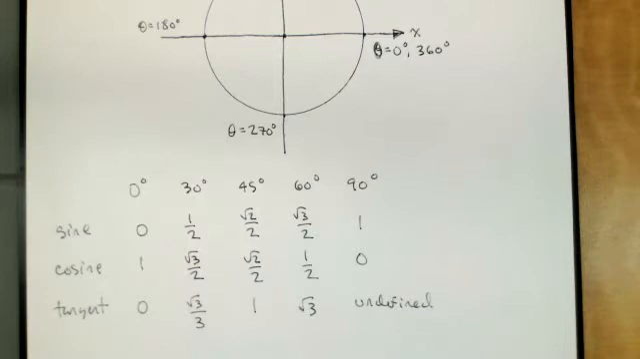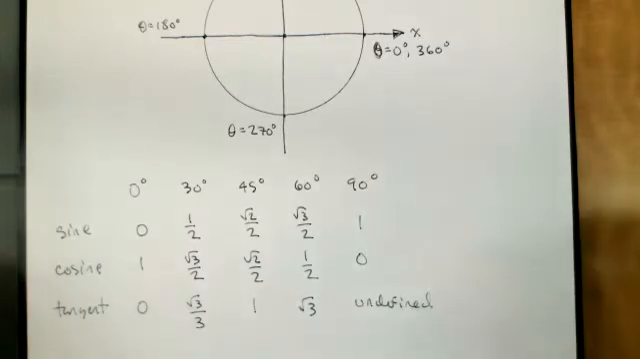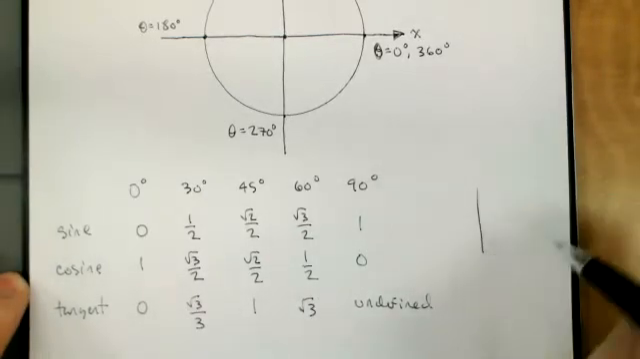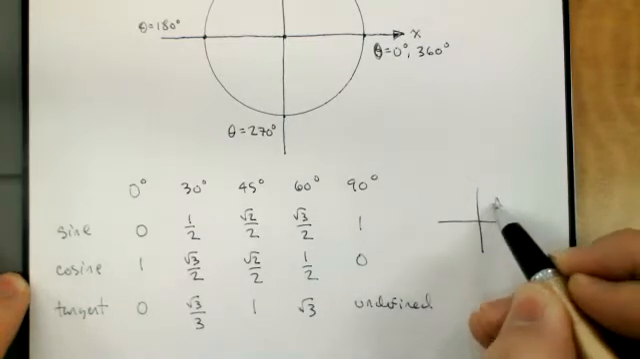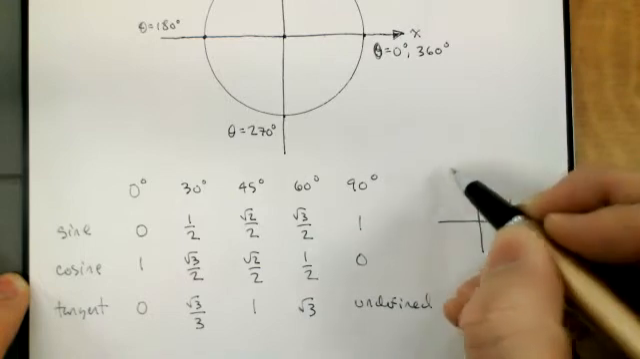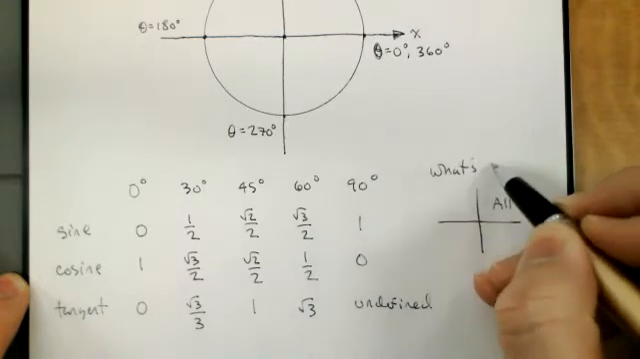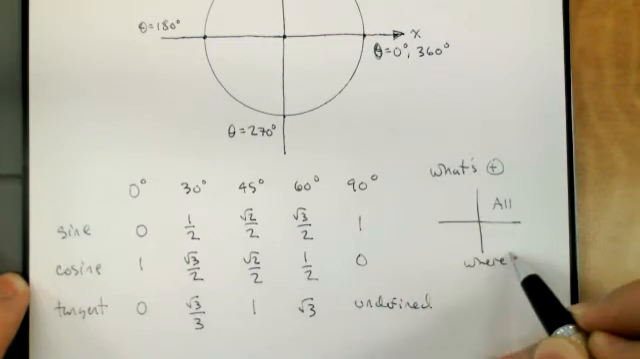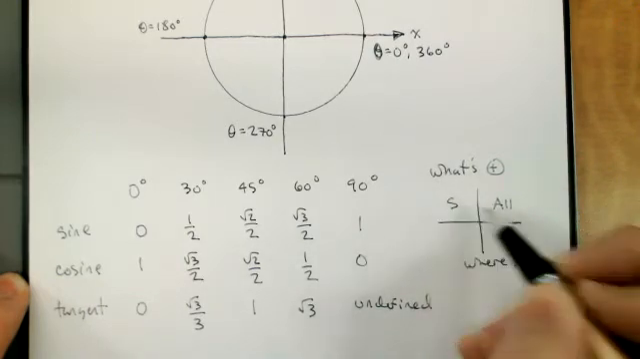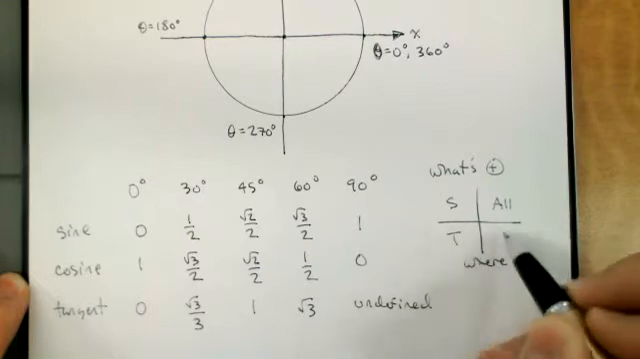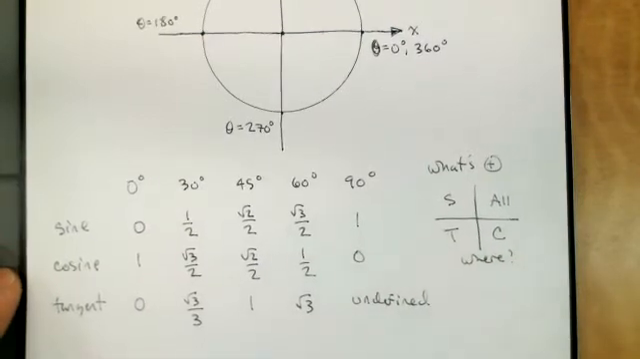So we need to know what a reference angle is. We need to know this first quadrant, sine, cosine, and tangent of these important angles in the first quadrant. And the third thing that we had is what's positive where. In the first quadrant, all are positive. In the second quadrant, it's sine that's positive. In the third quadrant, it's tangent that's positive. And in the fourth quadrant, it's cosine that's positive.